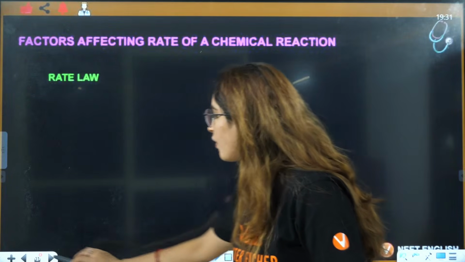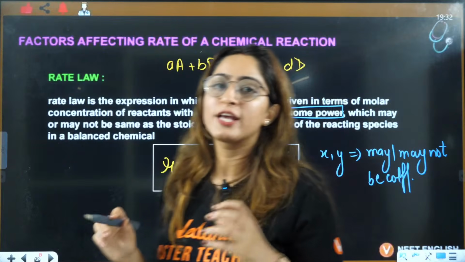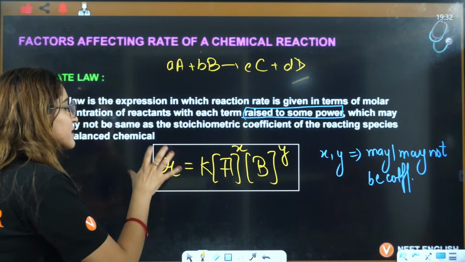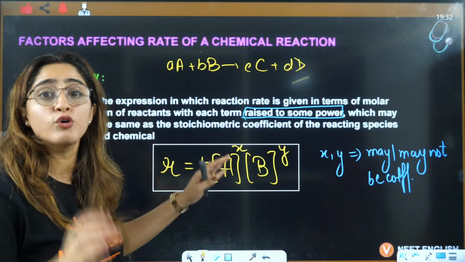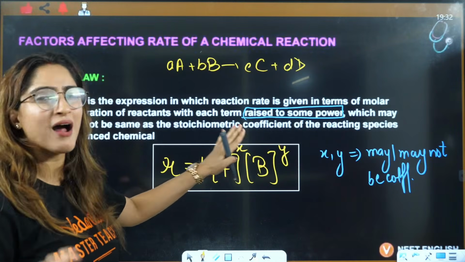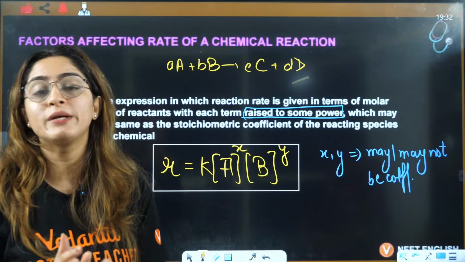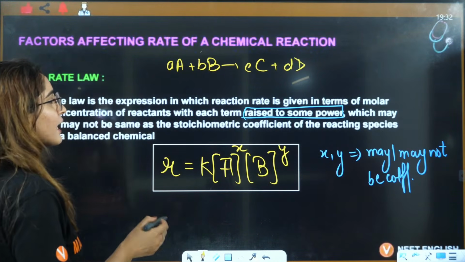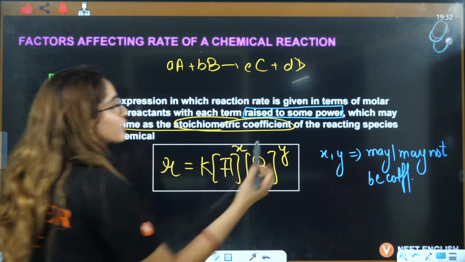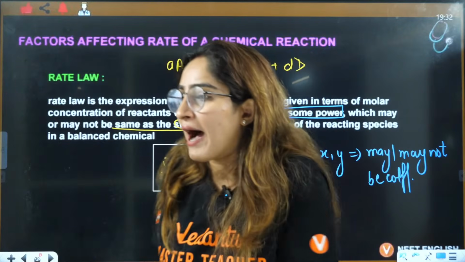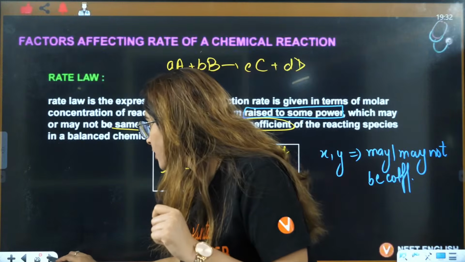Great. Now, this is your rate law expression. And I told you that in the rate law expression, rate is equal to the rate constant multiplied by molar concentration raised to some power. Now this power x and y may or may not be the coefficients in that reaction, which may or may not be the same as the stoichiometry coefficient of the reacting species. Now, why may or may not? When can this happen, when can this not happen? Let's talk about that.